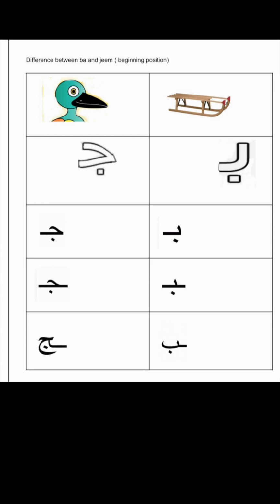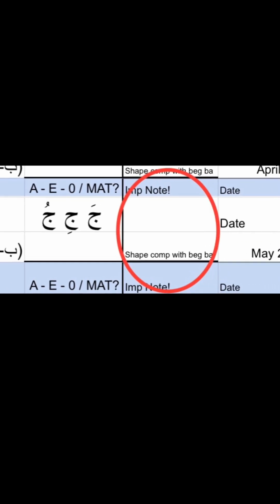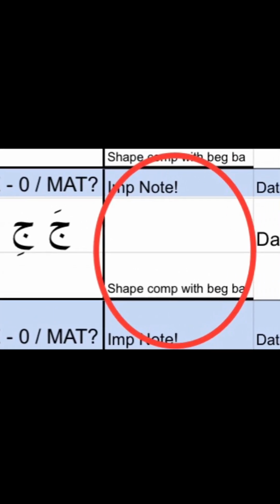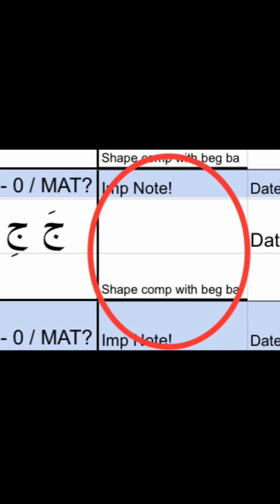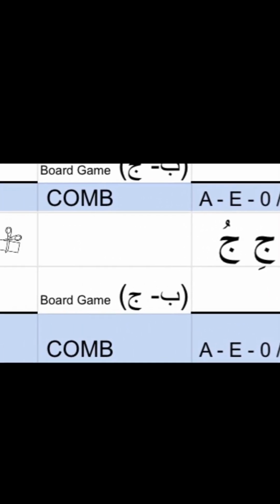So just compare these two together and explain to them that jim has an angled corner, right? Like a beak of a bird, whereas ba does not have an angled corner, right? So compare these two together to explain the differences. In the tracker of Jim, you will see it here under important notes for the teacher, shape comparison with beginning ba.